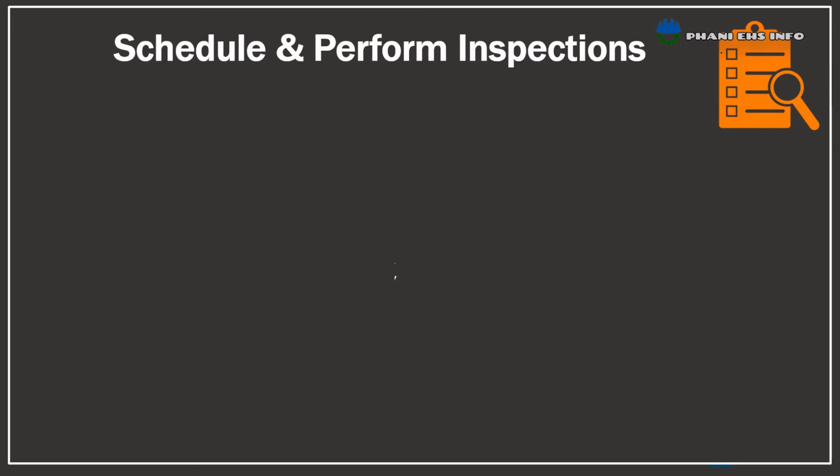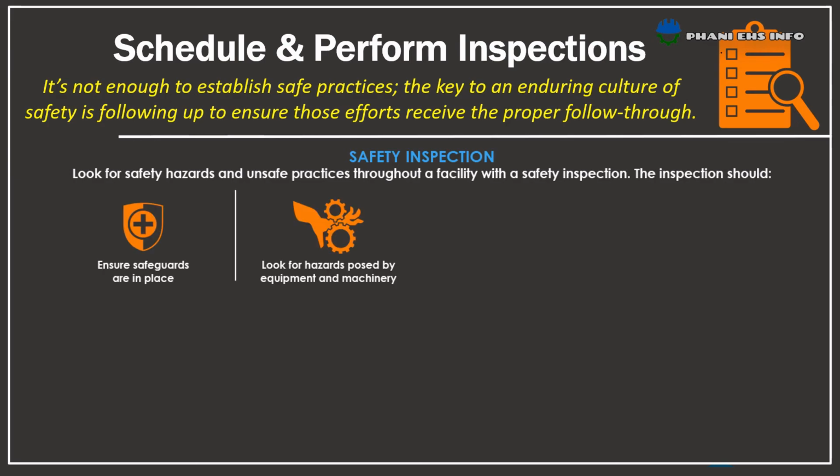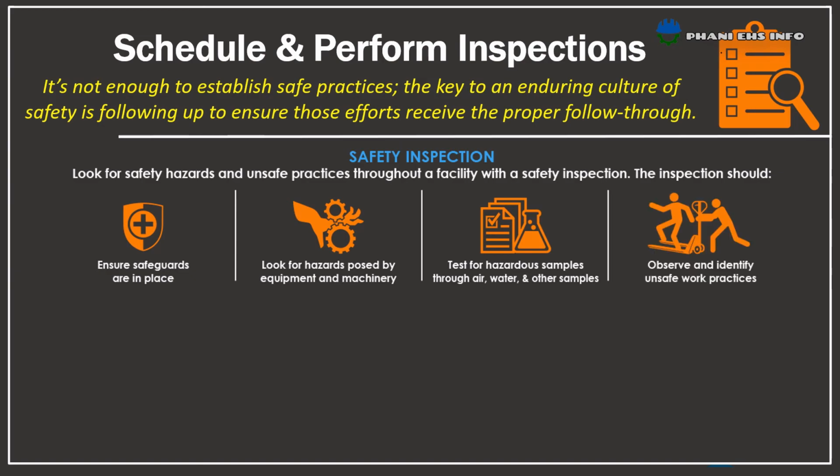Ninth one, schedule and perform routine inspections. There are two easy ways to inspect equipment and review procedures: safety inspections and safety audits. Safety inspections. Look for safety hazards and unsafe practices throughout a facility with a safety inspection. The inspection should ensure safeguards are in place. Look for the hazards posed by equipment and machinery. Test for hazardous samples through air, water and other samples. Observe and identify unsafe work practices.